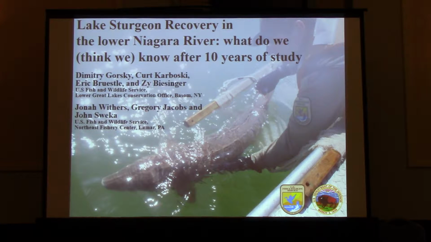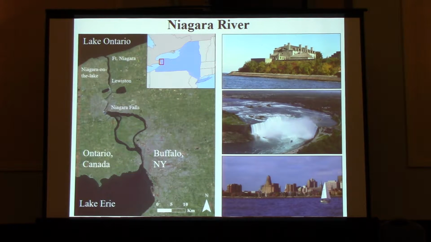Well, let me just get into it. Okay, sorry about that. So here's the Niagara River. It's a connecting channel. It flows northward from Lake Erie to Lake Ontario, and it's divided in half by Niagara Falls, which poses an impassable barrier to fish going upstream.